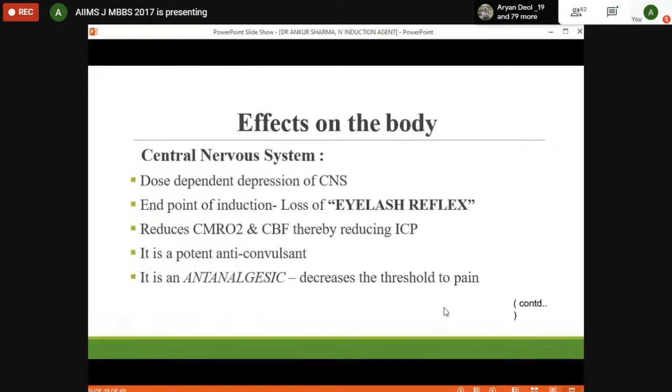What are the effects on the body of thiopentone? In the CNS, there is dose dependent CNS depression. The endpoint of induction is loss of eyelash reflex. It decreases the CMRO2 and CBF, thereby decreasing the ICP. It is a potent anticonvulsant. It is an anti-analgesic, it decreases the threshold to pain.